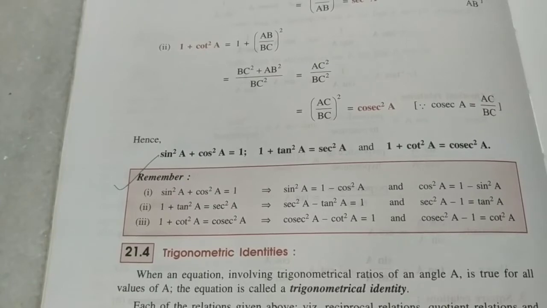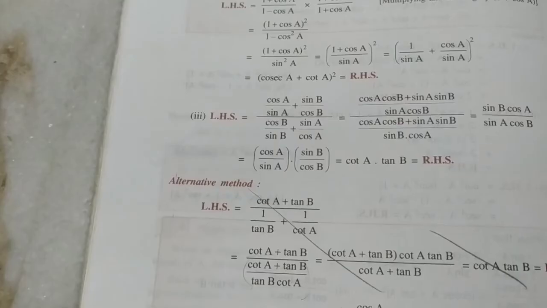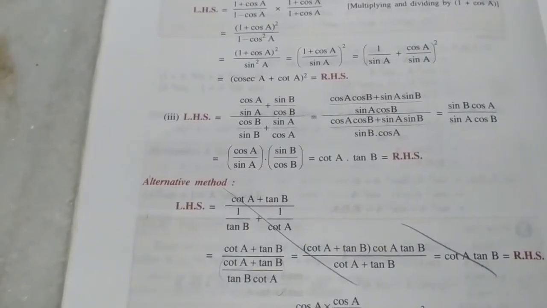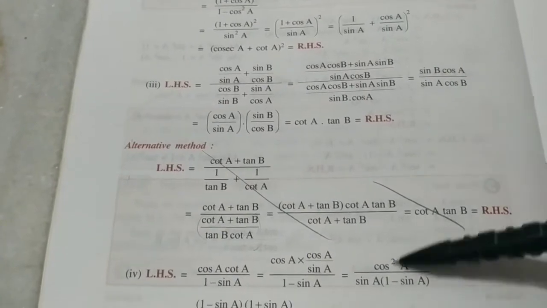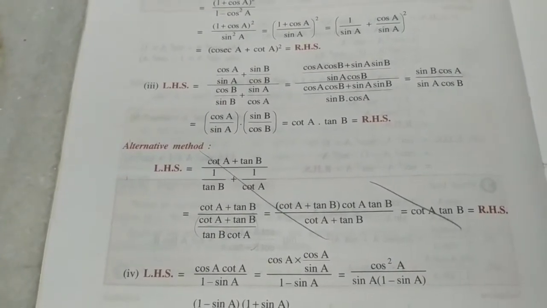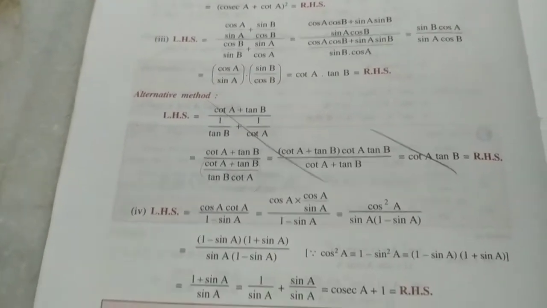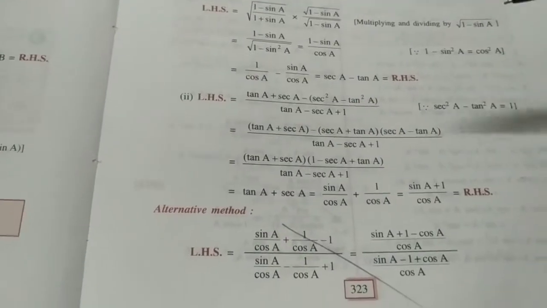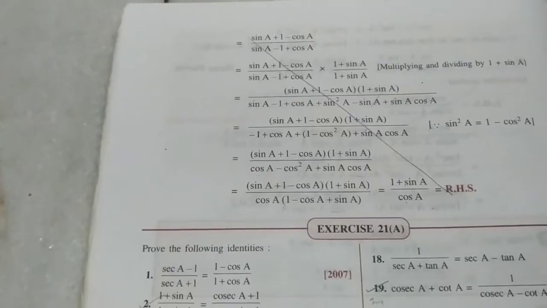Okay, now ready? Let's start with 21A exercise. Some cancellations. In solved example 3.3, cancel the alternative method. Similarly, in solved example number 4, cancel the alternative method. And in solved example number 5.2, cancel the alternative method.